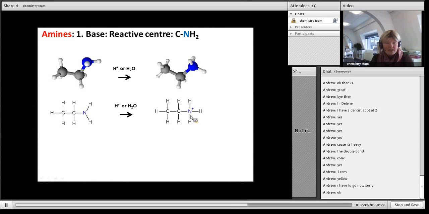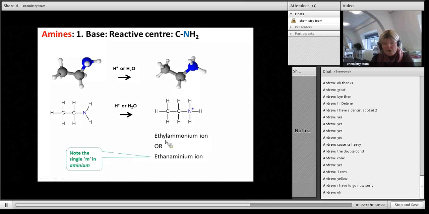So this would be ethyl ammonium, and then whatever the other part of the salt is, ethyl ammonium chloride, or so on. That is a straightforward acid-base reaction. Never forget that. It's a great test to work out if you've got an amine: does it react with an acid, or does it turn litmus paper blue? So it's the ethyl ammonium ion, or in the latest IUPAC, the ethanaminium ion. Ammonium has 2 M's, aminium has 1 M. Just be aware of that.